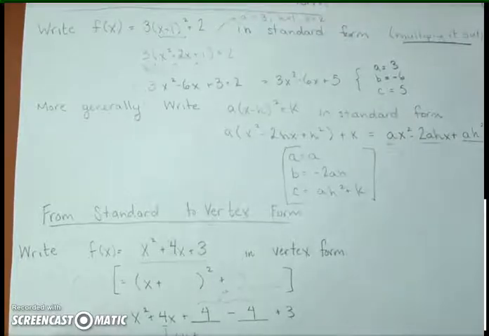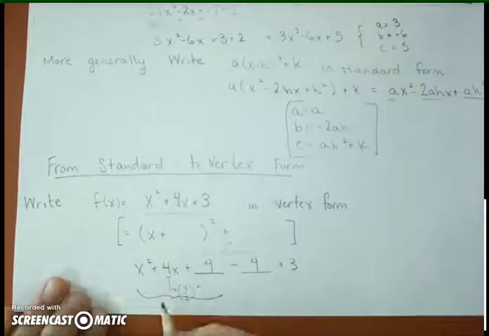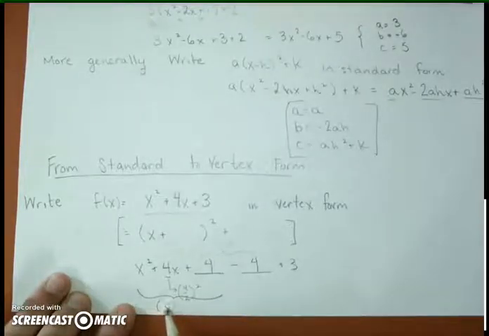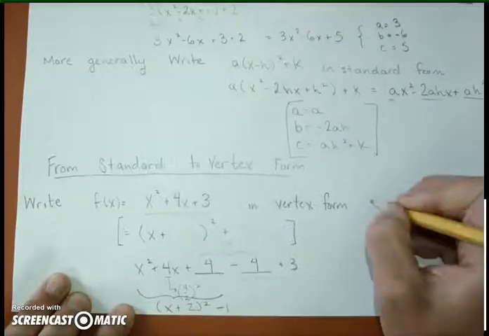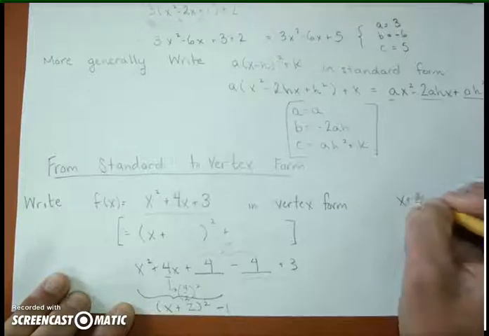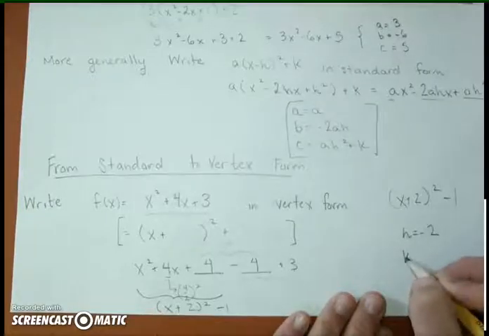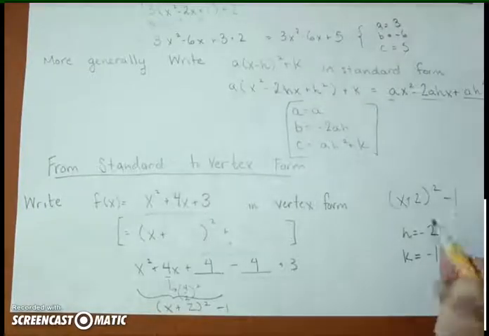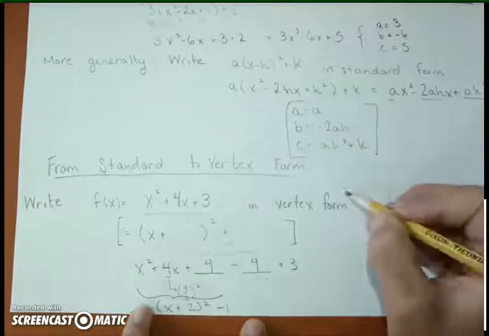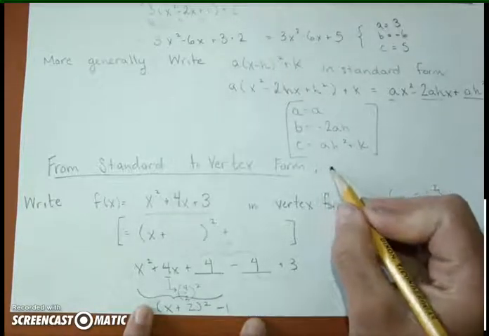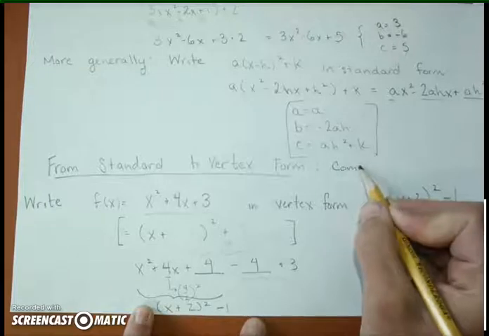So the first 3 terms factor to a square, x plus 2 squared, and what's left over here is minus 1. So I have x plus 2, quantity squared, minus 1. So in this case, h is minus 2, and k is minus 1. So the strategy to go from standard to vertex form is to complete the square.